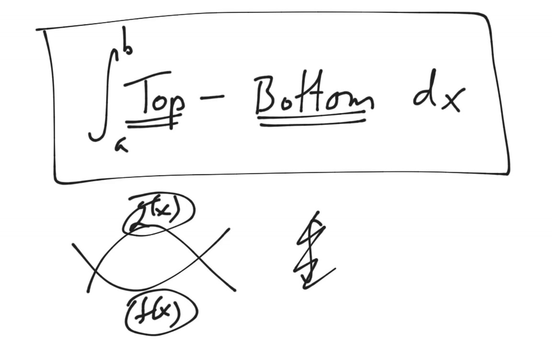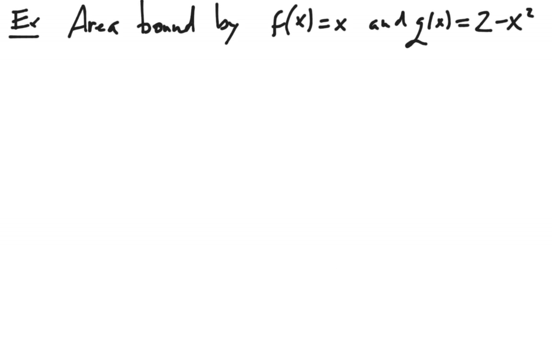Let's do an example so this makes sense. Let's say we want to find the area bound by f of x equals x and g of x equals 2 minus x squared. This phrase bound by basically means trapped between. This is common language that shows up when we do these problems. So we're probably going to use our formula, which is the integral from a to b of top minus bottom dx. Now we need to figure out which function is on top and which is on the bottom.